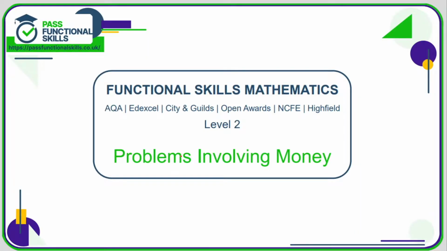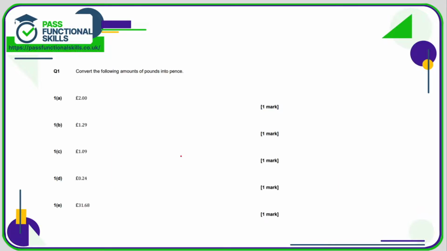Let's take a look at problems involving money. So question number 1 is a non-calculator question. We want to convert pounds into pence. We know that £1 is 100 pence. So to go from pounds into pence, all we're doing is multiplying by 100. But in reality, it's as simple as just getting rid of that decimal point.